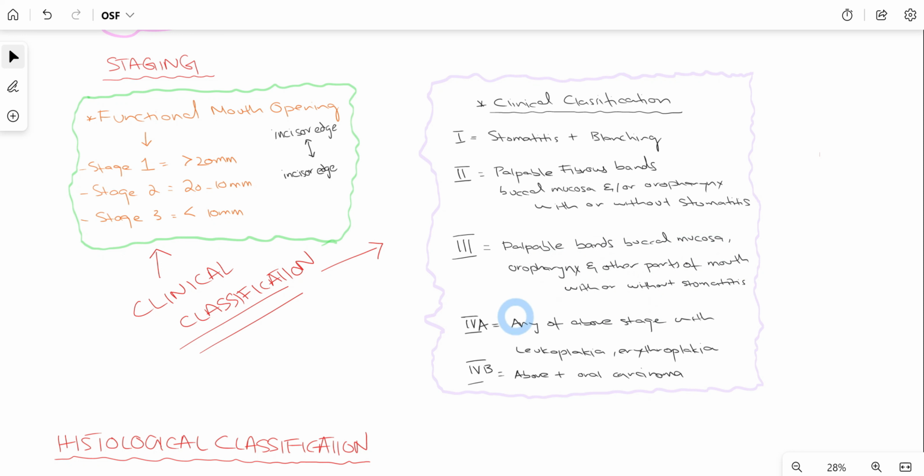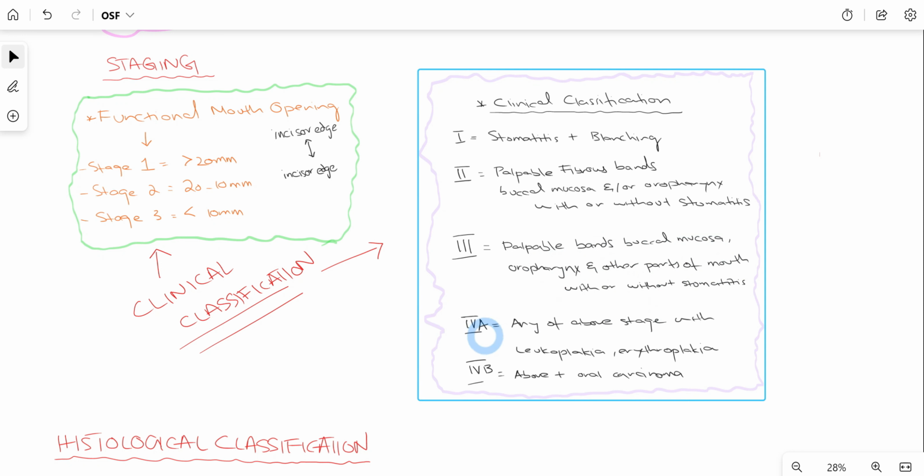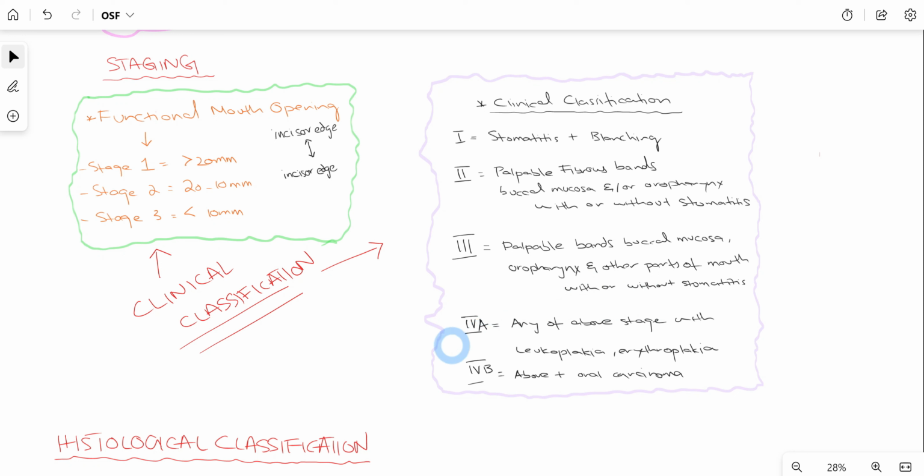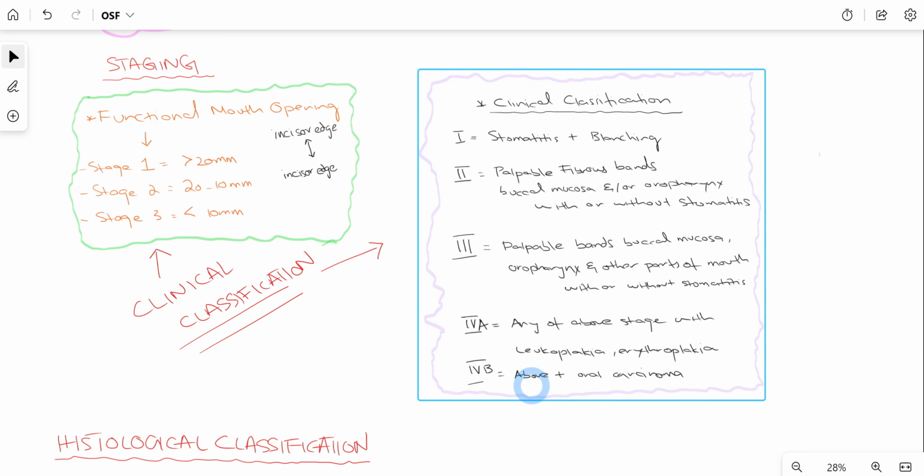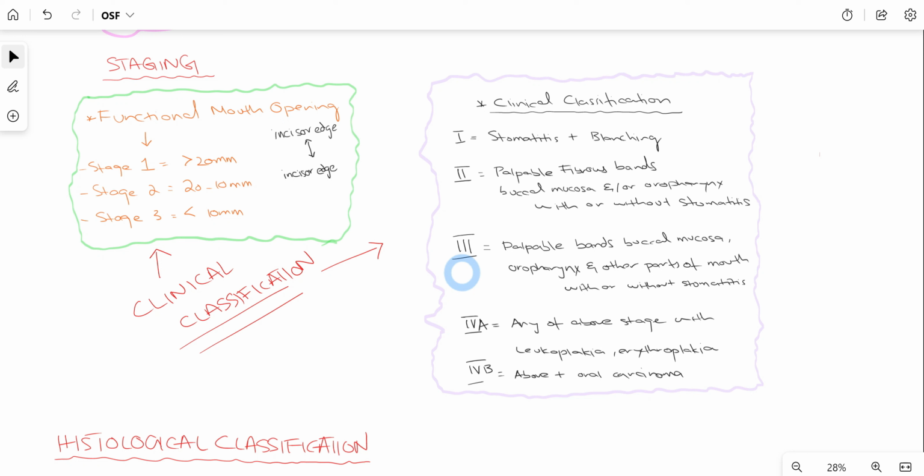In stage 4, there are two types of stage 4, 4A and 4B. In 4A, there will be all of the above features, along with leukoplakia and erythroplakia as well. These are the pre-malignant conditions which affect the oral cavity. Patient can have that as well, and that means that now the patient is at risk of developing oral squamous cell carcinoma. And then in stage 4B, now the patient has any of the above features. Along with that, patient now has oral carcinoma as well. So this is how we stage on the basis of functional mouth opening along with clinical features as well.